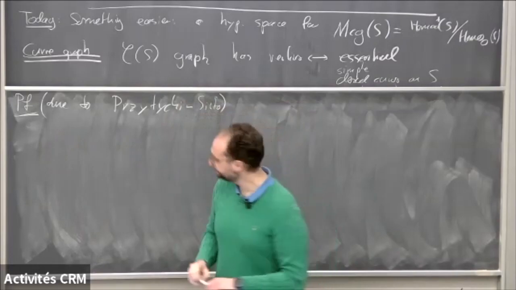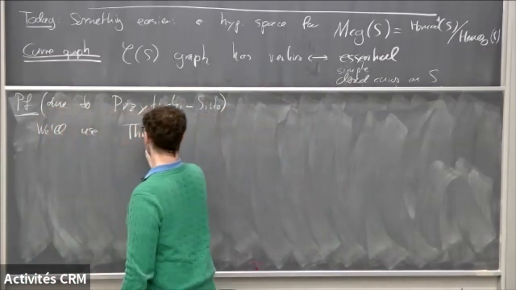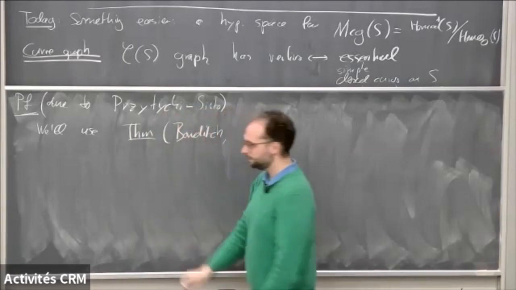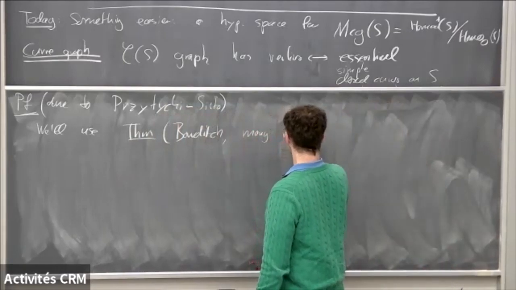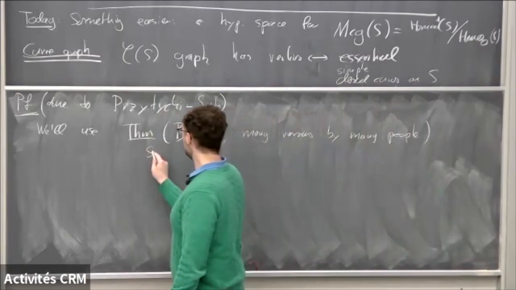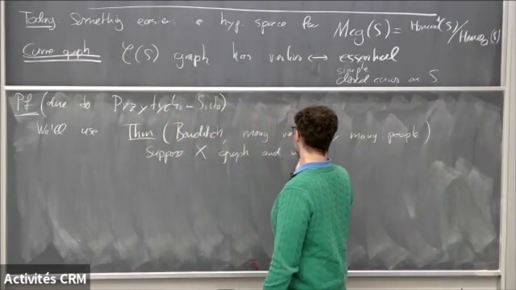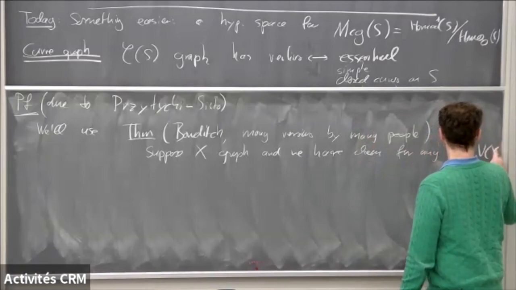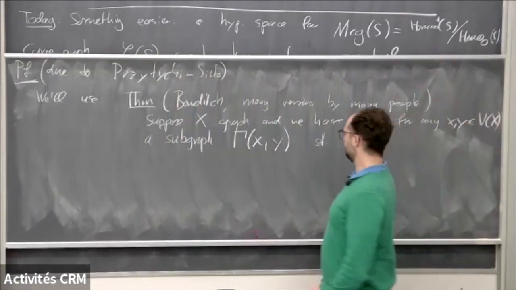So here's a theorem we'll use. The one that I'll write on the board is due to Bowden. That's probably the most convenient one, but it has many other versions by many people. So what does this say? So suppose that X is a graph, and we have chosen for any vertices of my graph a subgraph, so that the following holds.